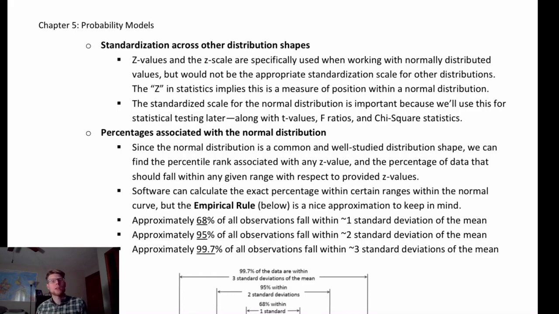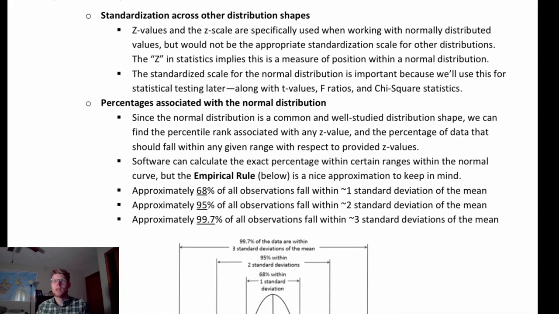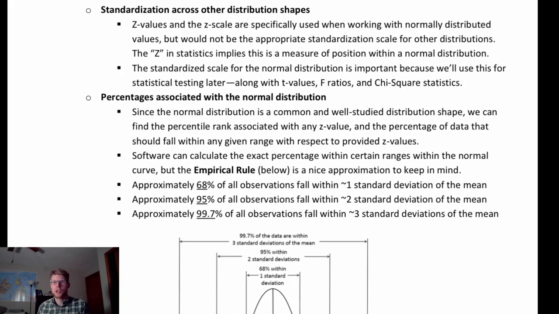All right, so we're going to talk about standardization throughout the course because depending on the distribution we're looking at, a lot of times when we do inference, there's going to be a lot of distributions that we look at, a lot of standardization that we use, like an F distribution, a chi-square distribution, a T distribution. So we'll talk about that more, but for now, let's talk about the normal distribution. Since this is a common and well-studied distribution shape, it's been well documented what percentages of the normal curve fall in different ranges.